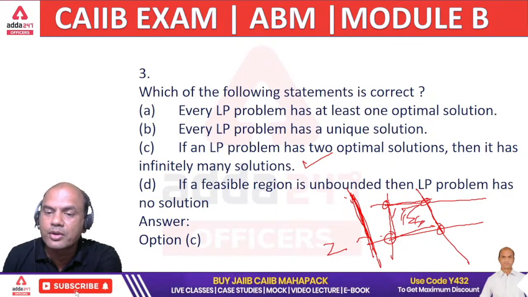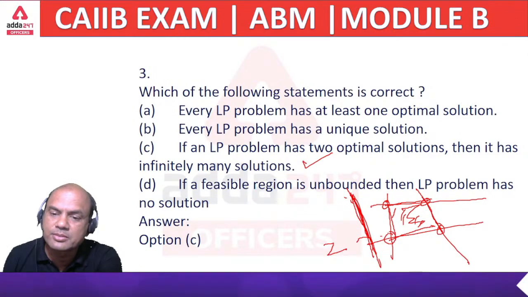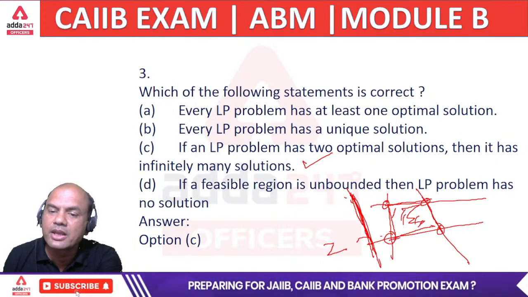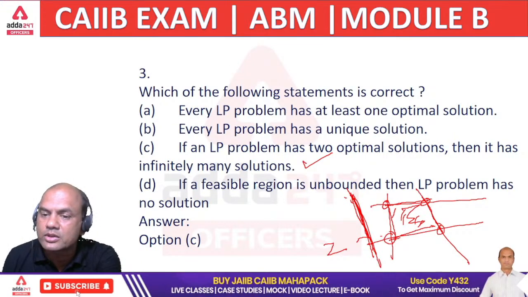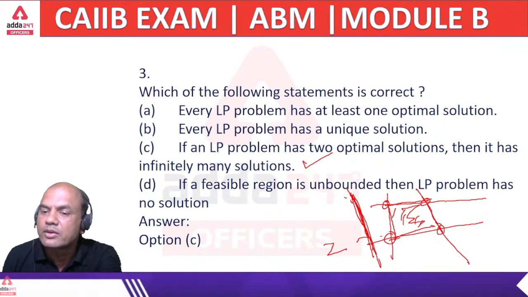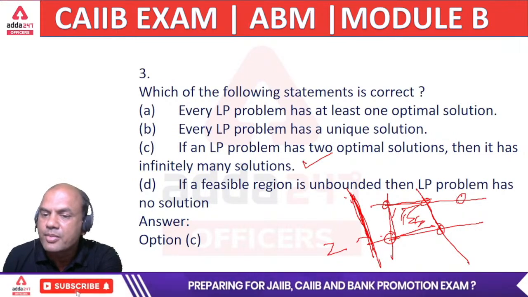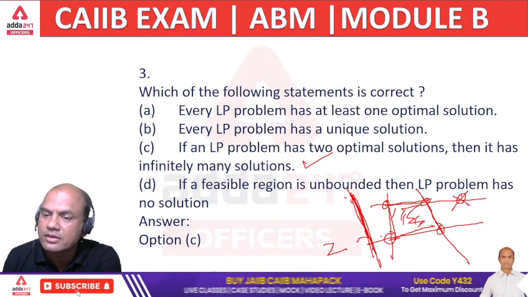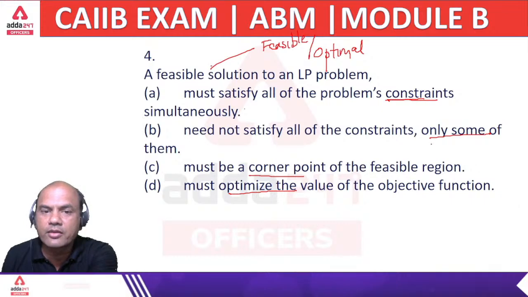So if some point has to be in the feasible region, this point must satisfy all the constraints. Only then it comes under the feasible region. Otherwise, there is a point over here also, but this point does not satisfy the criteria. That's why it is not in the feasible region. Okay, got this point, everyone?